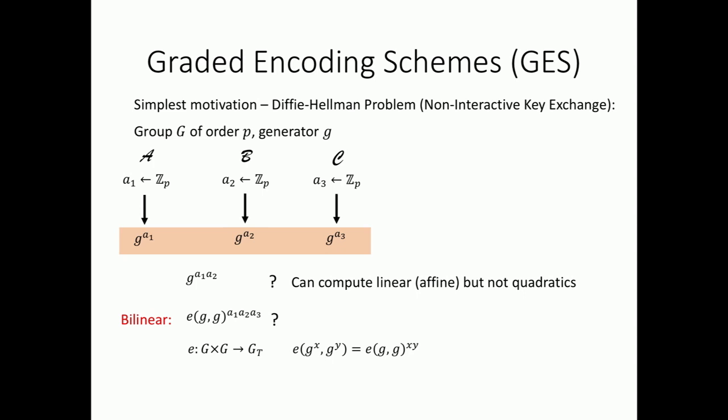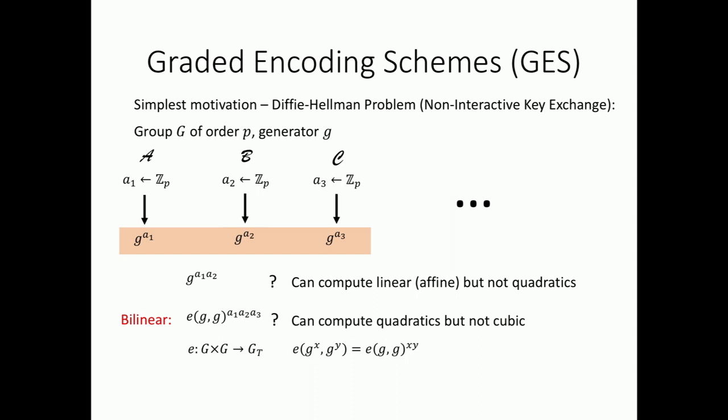So if we have access to a group that also has this additional functionality, then say Alice can apply the bilinear map on g^a2 and g^a3, get e(g,g) to the power a2·a3, raise that to the power of a1, and get this value e(g,g) to the power a1·a2·a3. So it is possible to compute quadratic functions. But cubic functions should still be hard. So the eavesdropper that sees all these values should not be able to compute e(g,g) to the power a1·a2·a3. And this would give you non-interactive key exchange for three players.